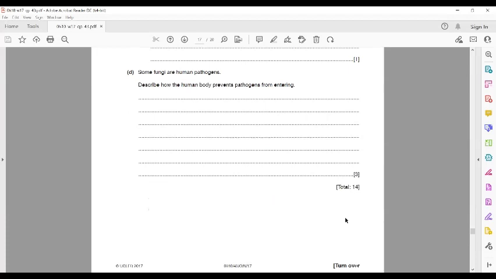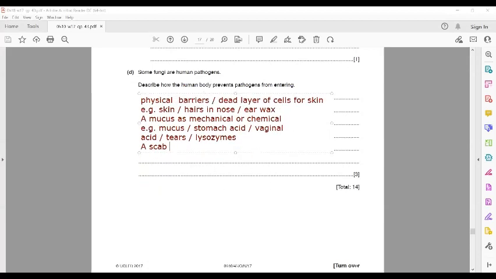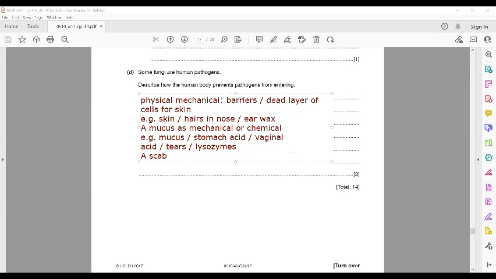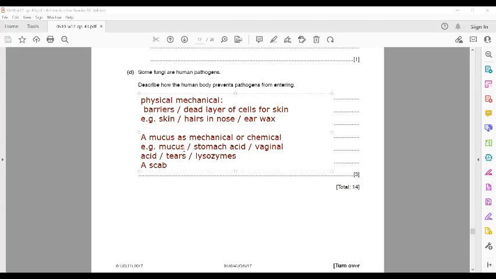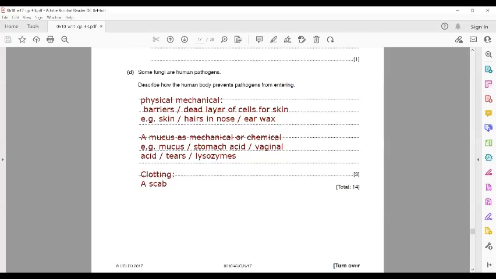How the human body prevents pathogens from entering: the defense mechanisms. We have different defense mechanisms. What are they? Mechanical barriers. An example of them, I just write here for you: like skin, hair, nose, earwax. And then mucus. We have secondary barriers, mechanical or chemical, like mucus, stomach acid, vaginal acid, tears, lysosomes, or by clotting, forming a scab, by wound healing, blood clotting.